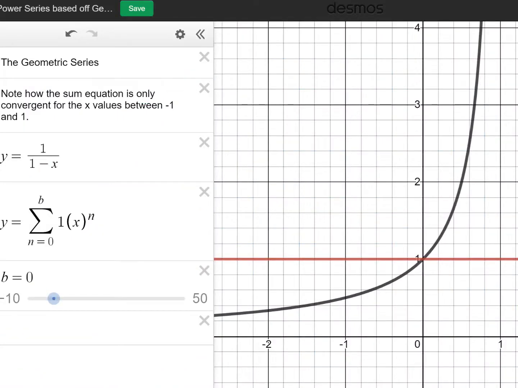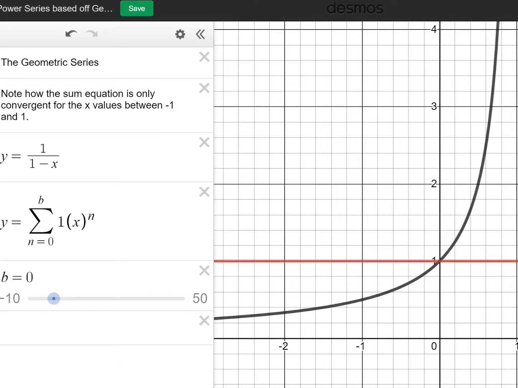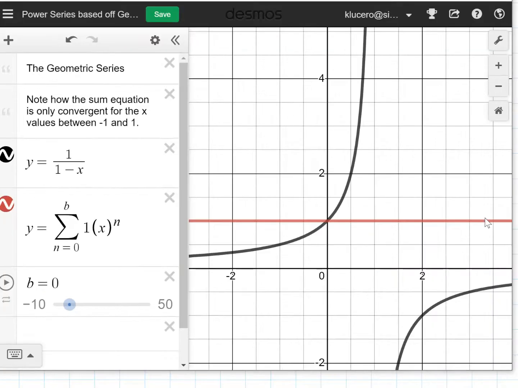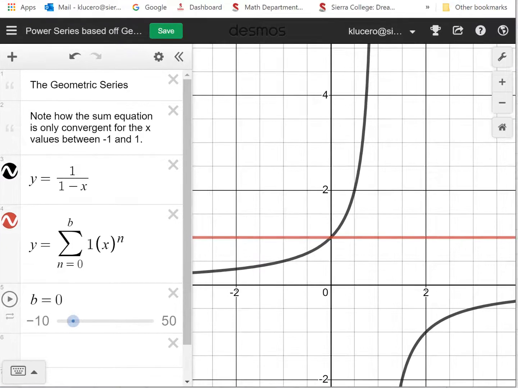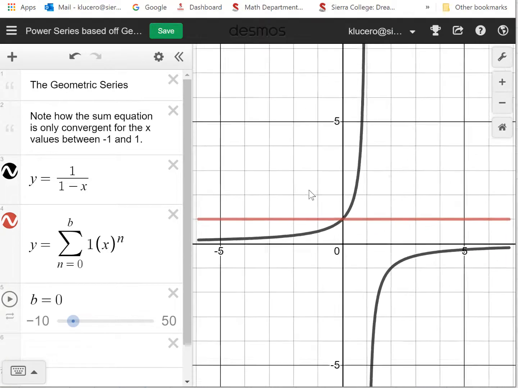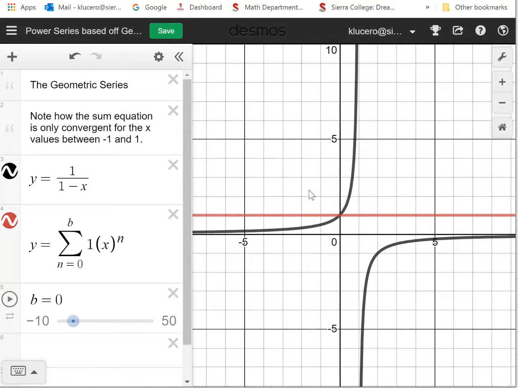So here we are in Desmos. I'm going to minimize the screen so it's all in the recording here. There we go. So notice that if we were to zoom out, this is in black, the function 1 over 1 minus x. There it is with its vertical asymptote right at 1.